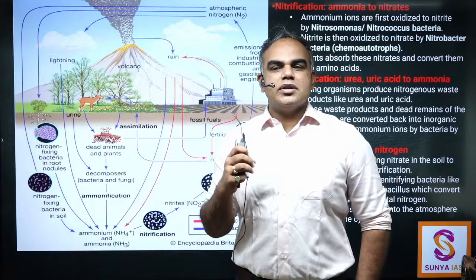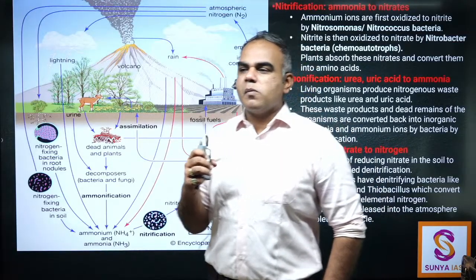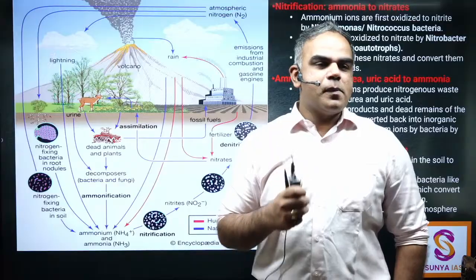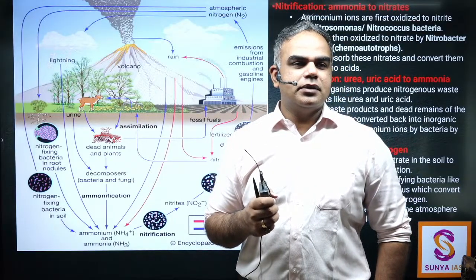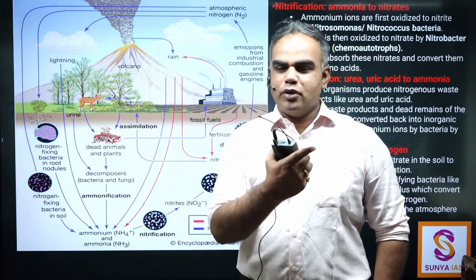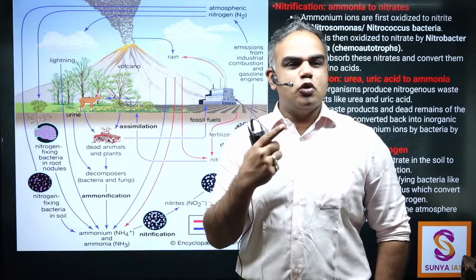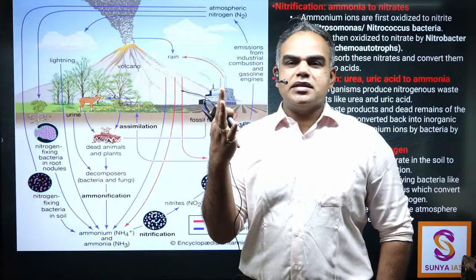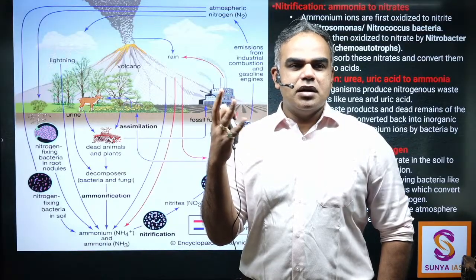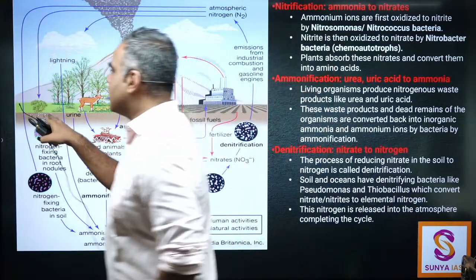Can nitrogen fixation happen in oceans? Tell me how. Who will do this? Good. Cyanobacteria is right. Another is BGA, blue-green algae. For that, we have seen three examples: Nostoc, Anabaena, Spirulina. Okay? Now let's come to some processes.